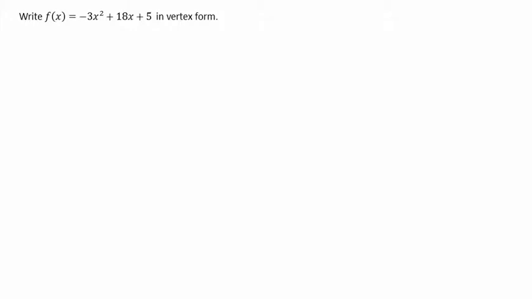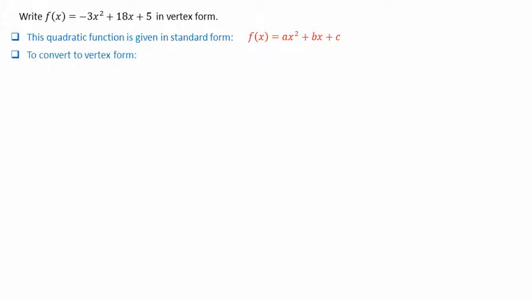Write f of x equals negative 3x squared plus 18x plus 5 in vertex form. This quadratic function is given in standard form, f of x equals ax squared plus bx plus c. In order to convert this to vertex form, f of x equals a times (x minus h) all squared plus k, we first have to factor out the a from both the ax squared and bx terms.